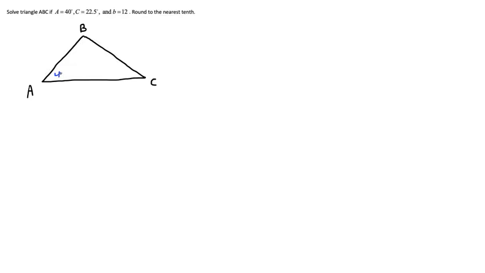I know this is 40 degrees. I know angle C is 22.5 degrees. And I know side B is 12 here. So this here is what we call an ASA triangle. We have two angles and the side that is between them. Now you notice that as long as we know two angles, we actually know the third one as well. So when we have an ASA triangle or AAS or SAA triangle, remember, it doesn't matter. As long as we have two angles and any side, we always use the law of sines, okay?